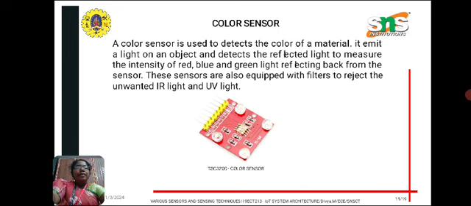A color sensor is used to detect the color of a material. It emits light on an object and detects the reflected light to measure the intensity of red, blue and green light reflecting back from the sensor. These sensors are also equipped with filters to reject unwanted IR light and UV light.